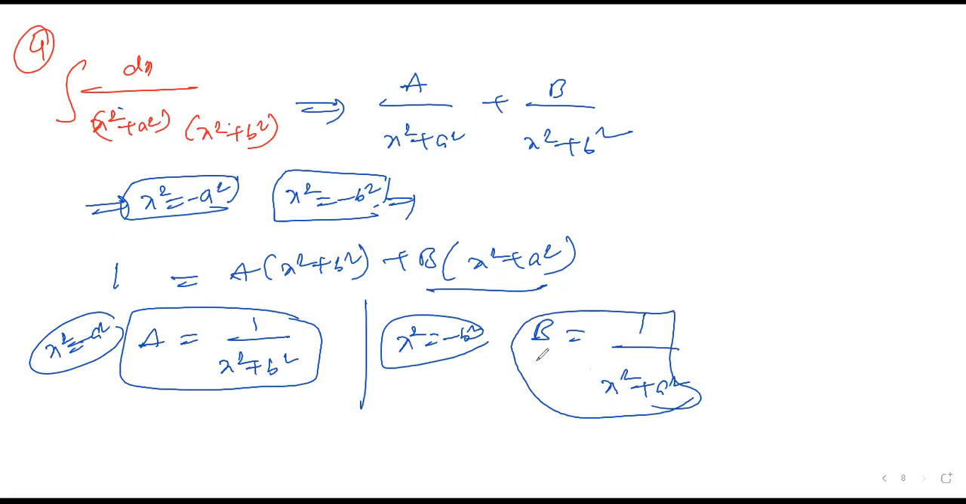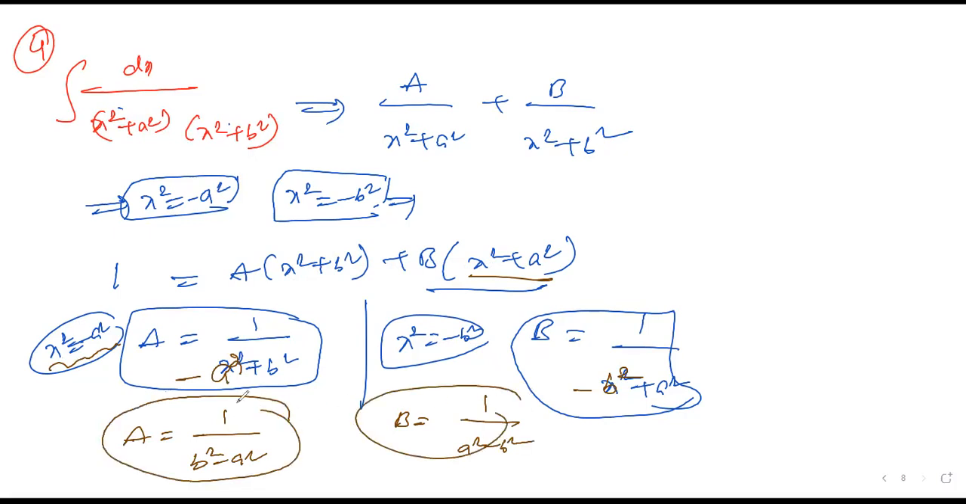Sorry for the interruption. There was a slight change. Here x square equal to minus a square, right? You get minus a square because you need to substitute here also. This is cancelled. So x square equal to minus b square. Okay, so the value of a is equal to 1 by b square minus a square. The value of b is equal to 1 by a square minus b square.